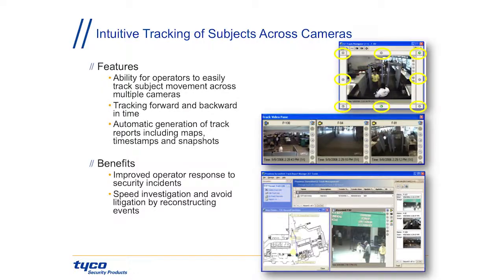Another important feature is the ability to track subjects across multiple cameras, and this is quite a challenging problem to solve, because operators have to deal with cameras on a two-dimensional map. If a subject is moving around, they constantly have to go and reference where they think the subject is to find another camera where they can view the subject as he moves from place to place.